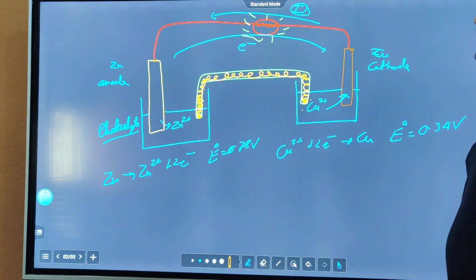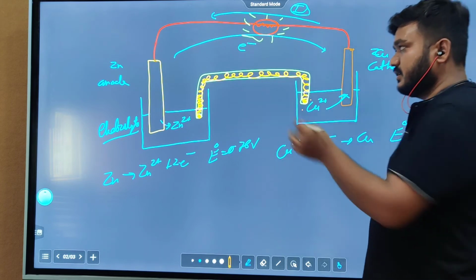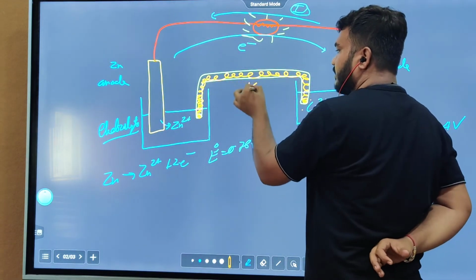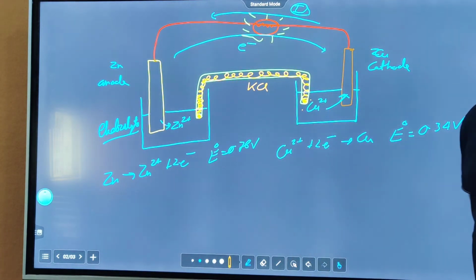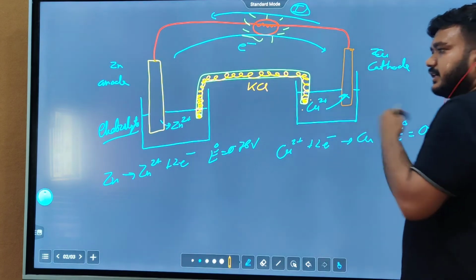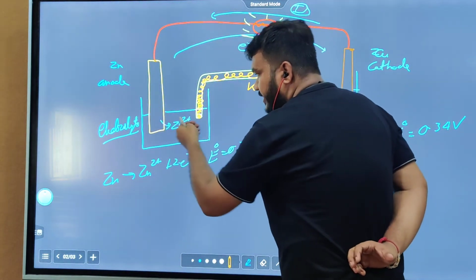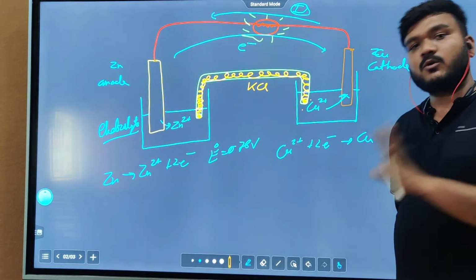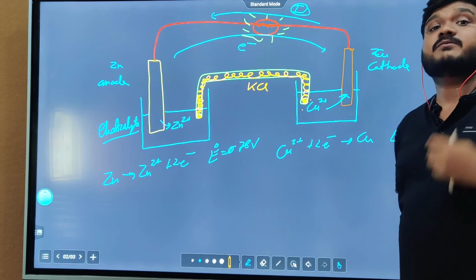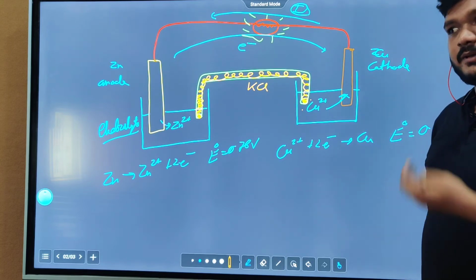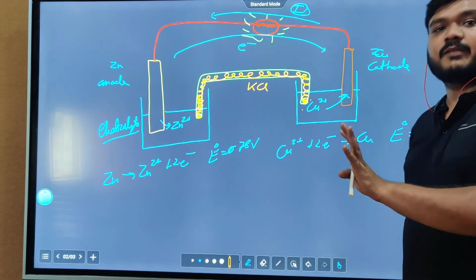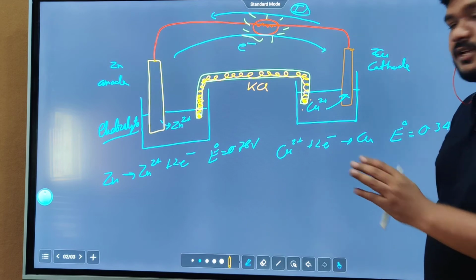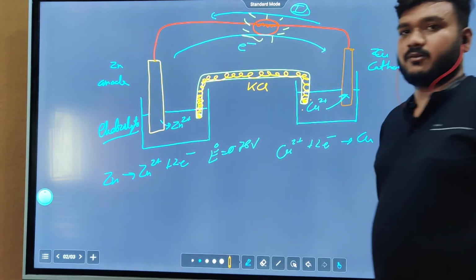Now, why salt bridge? Generally, the salt bridge is made up of agar and potassium chloride. Now, why is a salt bridge used? Because with time, here the Zn2+ ion concentration is increasing continuously. To add more Zn2+ to the solution is very difficult, because it is already positively charged and you are adding more positive charge. So it is difficult. Somehow this needs to be balanced.